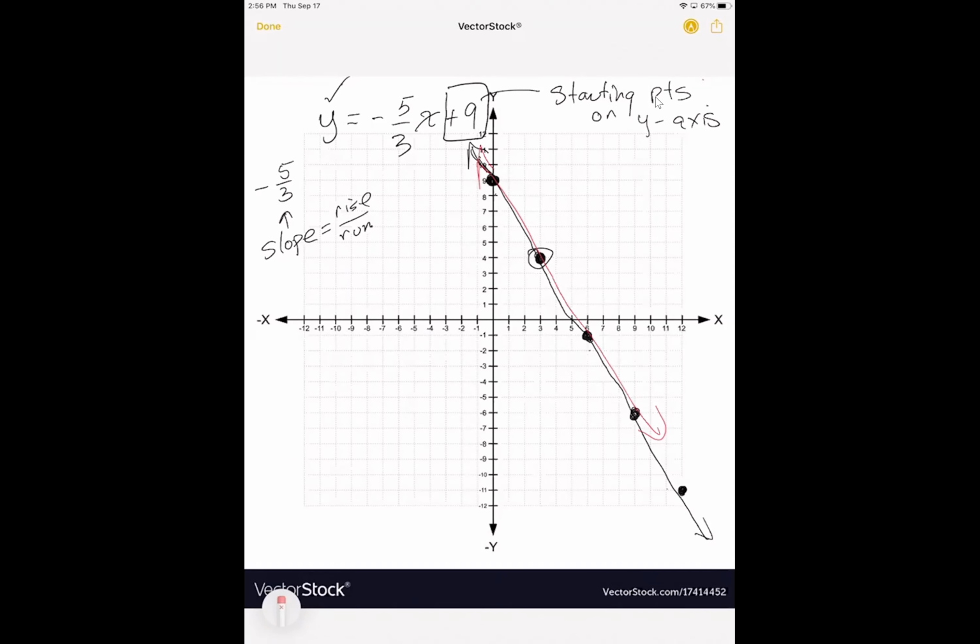So question here, first of all, how can we graph this item here? y equals negative 5 over 3x plus 9. Any questions with this problem? Any questions of where to start and how I got to that line?